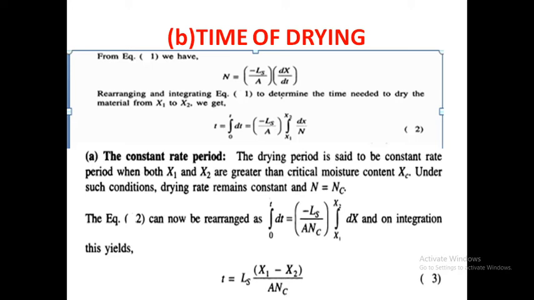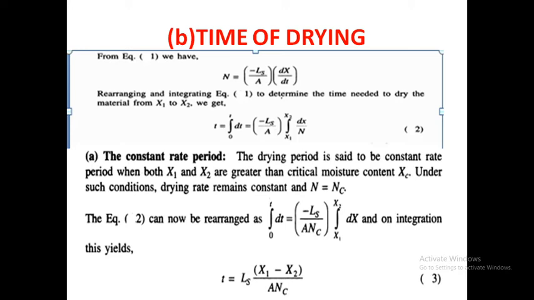On the LHS, the integration of 0 to t of dt is equal to what? Small t. The integration of dt is equal to t, the upper limit minus the lower limit, t minus 0, that is equal to t. Are you clear or not? Okay. Yes. So in time of drying, we have two cases.